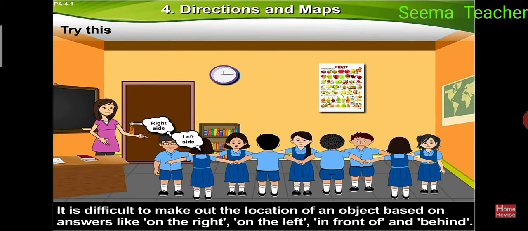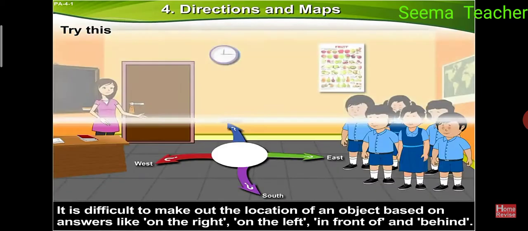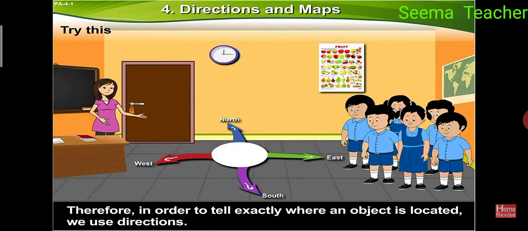It is difficult to make out the location of an object based on answers like on the right, on the left, in front of, and behind. Therefore, in order to tell exactly where an object is located, we use directions.